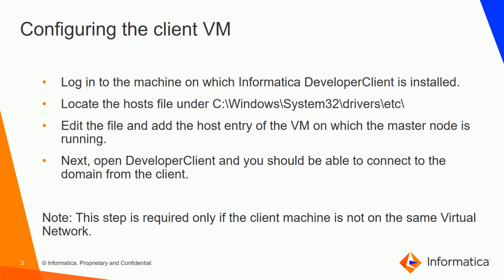Now, we will log into the machine on which Informatica Developer Client is installed, locate the hosts file under the C Windows System32 Drivers etc folder, edit the file and add the host entry of the VM on which the master node is running. Next, we will open the Developer Client and test the connection to the domain from the client. I need to execute this step because the node VM is not in the same virtual network, and though the VM is public, the client VM cannot resolve it with its DNS name.